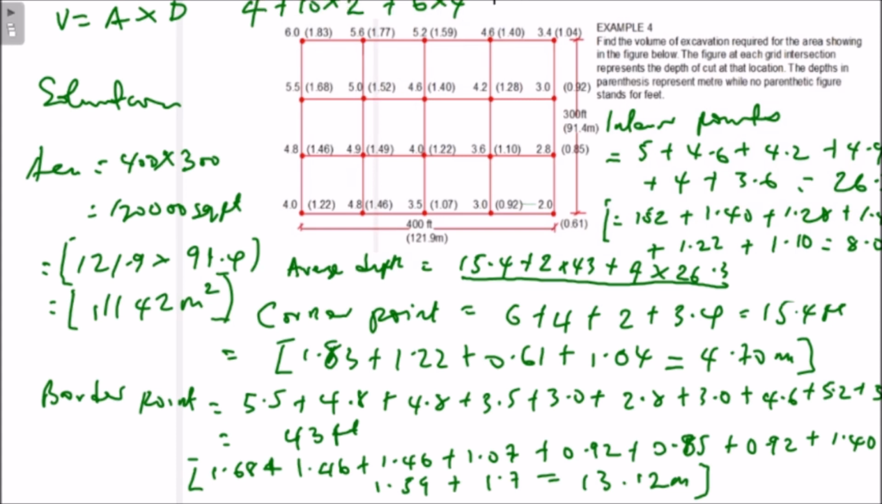So this will be equal to 4 plus 20. 10 times 2 is 20, plus 24. So this will give us a total of 48. So we are going to divide this by 48. So when we divide all this, we're going to have an average depth of 3.97 in feet. So we can also express that in meters.